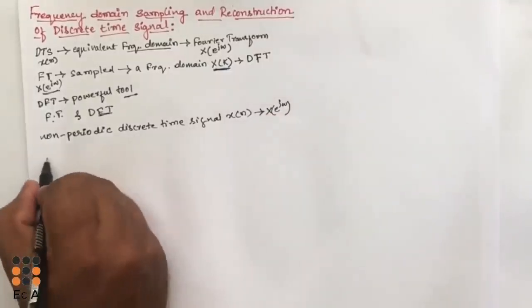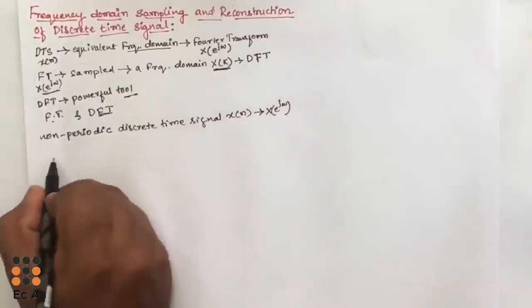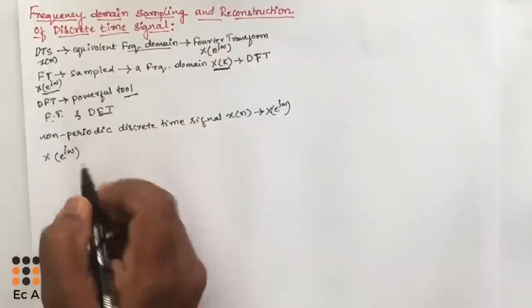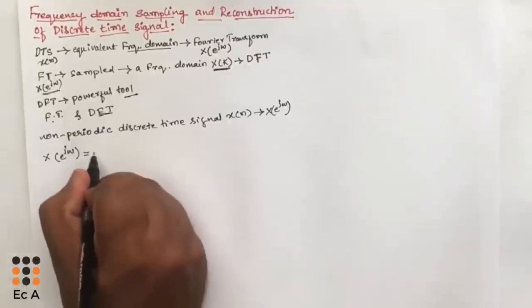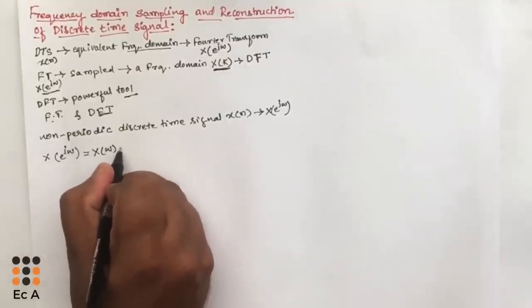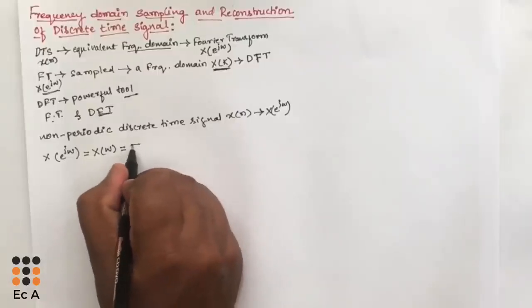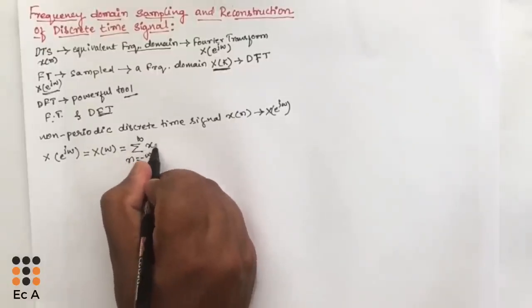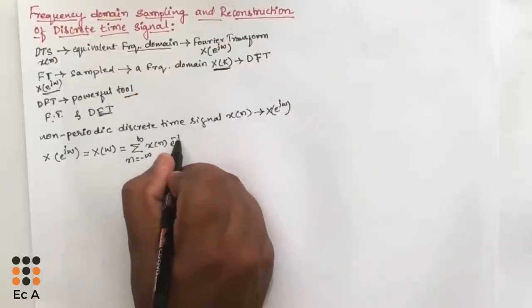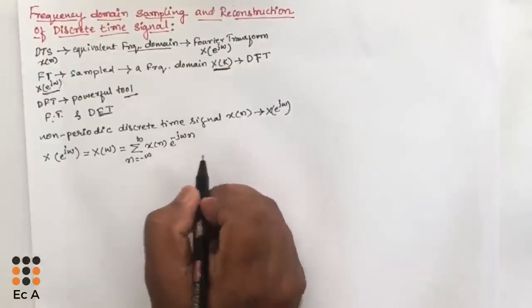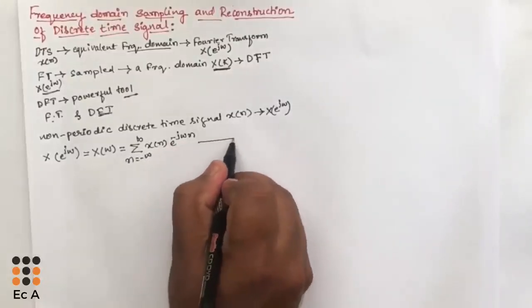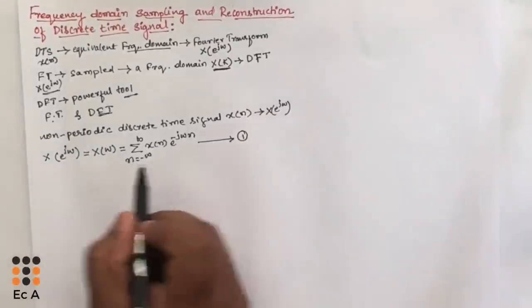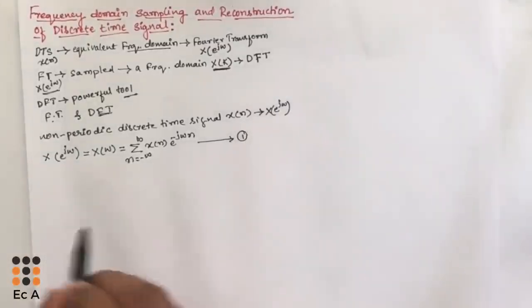Now we can write the Fourier transform of x of n as X of e to the power of j omega, which is same as X of omega, can be written as summation of n is equal to minus infinity to infinity x of n e to the power of minus j omega n. Let us call this as equation number 1. So this is the Fourier transform representation of x of n.